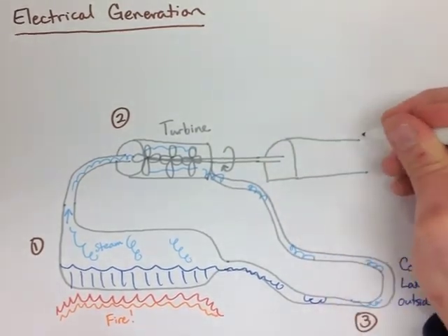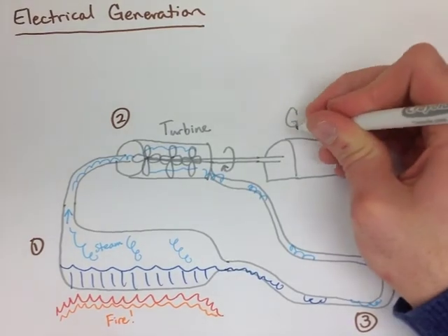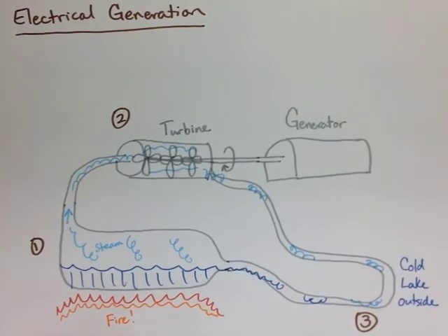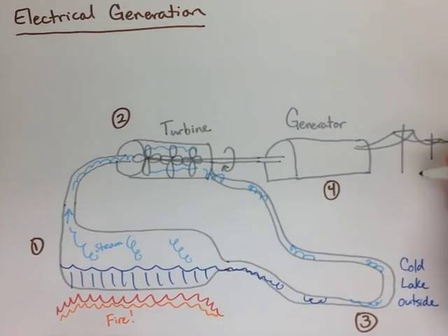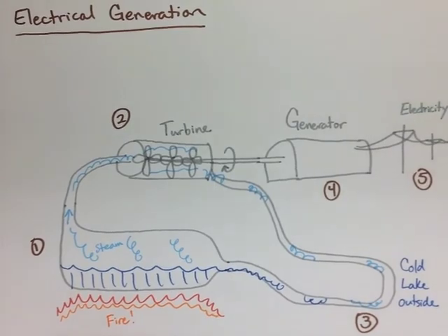Back to the turbine that's spinning. This goes into a big generator or a big generation station that's converting this turning motion into electricity. Then the electricity goes down the power lines into our houses. So it's kind of a 5-part thing, where part 3 is just us recycling water.